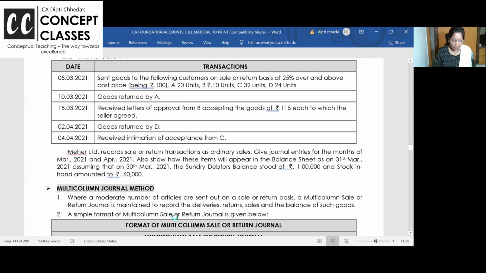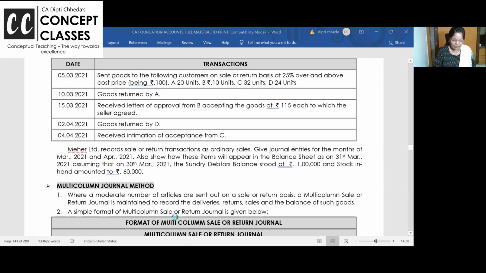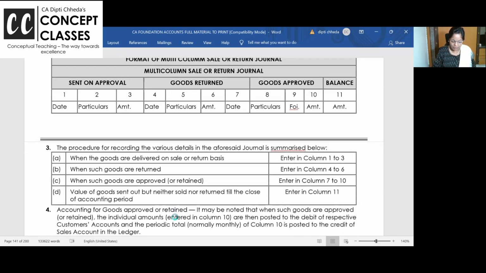Sixth and seventh we are not doing. It's the same entry with all the different amounts, not needed.